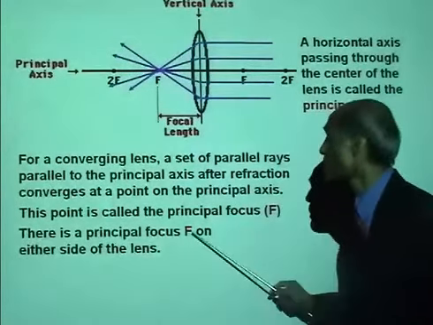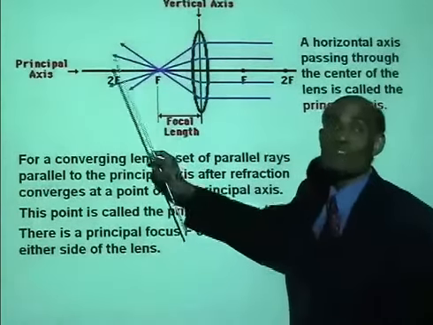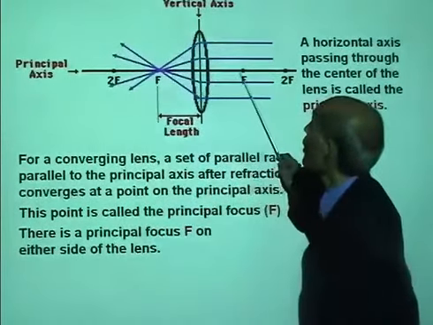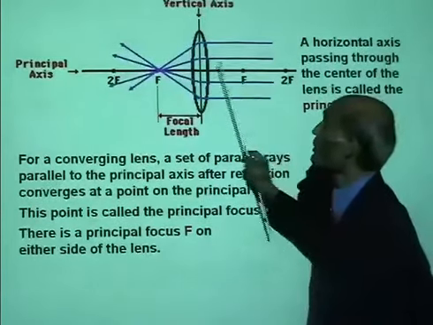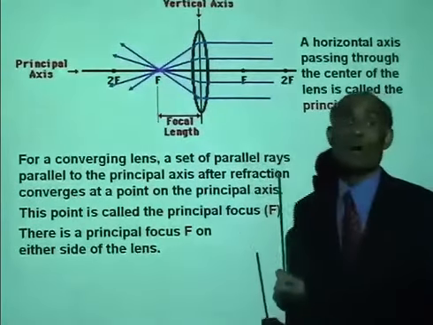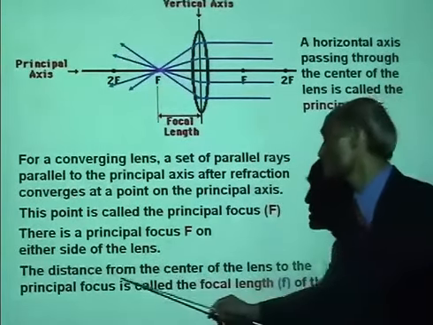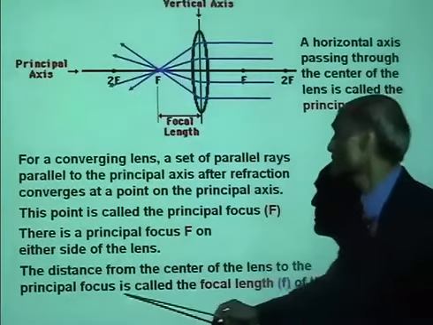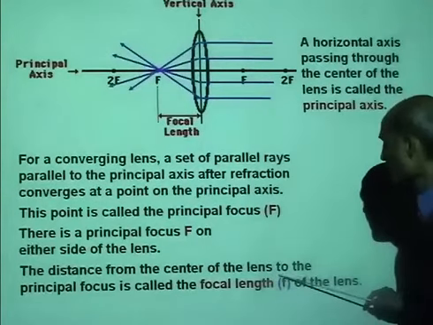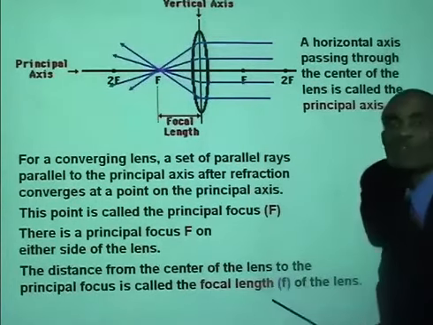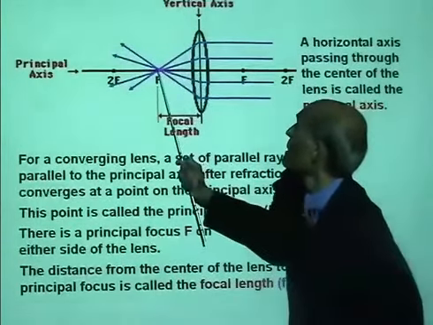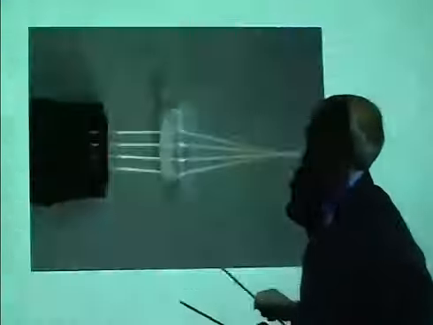There is a principal focus F on either side of the lens. If the set of parallel rays are now coming from the left side, they will all converge on the right side. So there is a principal focus on the right side of the lens. There is one on the left side of the lens. The distance from the center of the lens to the principal focus is called the focal length of the lens. We will represent the focal length by the lowercase f. So the focal length is the distance measured from the principal focus to the center of the lens.